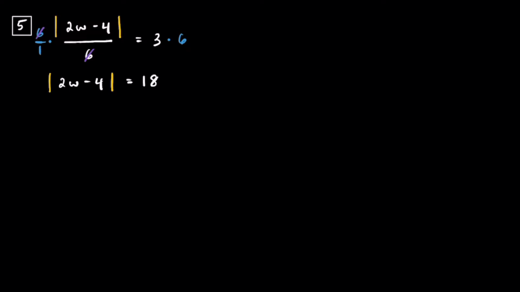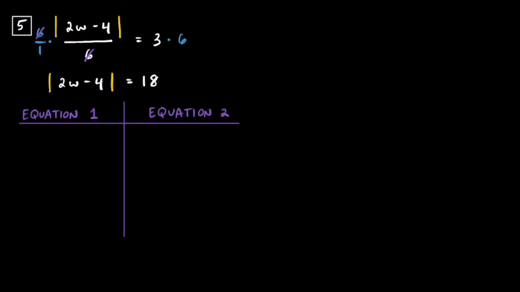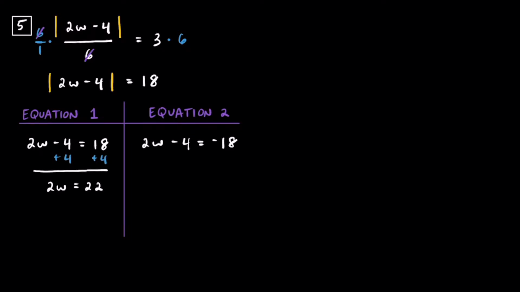Now that we've isolated the absolute value, let's write two separate equations. Because the absolute value of 18 and negative 18 are equal to 18, our two scenarios are going to be 2w minus 4 is equal to positive 18, and 2w minus 4 is equal to negative 18. For the equation on the left, let's use the addition property of equality and add 4 to both sides. And when we do so, we're going to get that 2w is equal to positive 22.